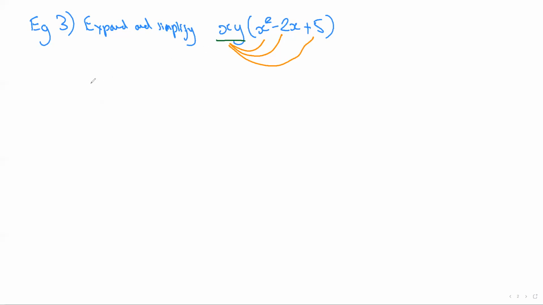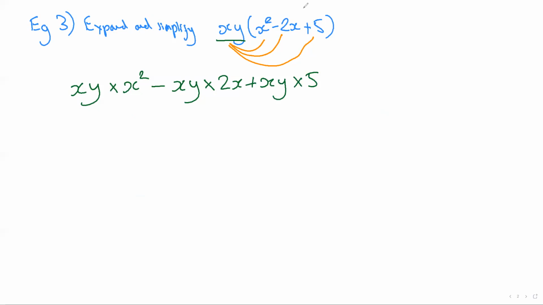We have xy multiplied by x squared. And then we have a minus here, and then we have xy multiplied by 2x, plus we have xy multiplied by 5, like so. And you can see that we have xy multiplied by each of the terms in the bracket. So let's tidy that up a bit.